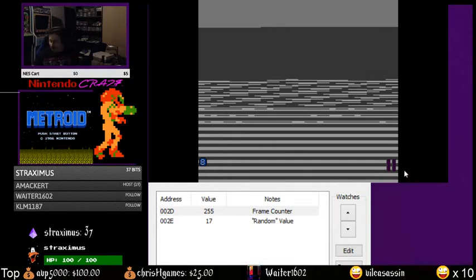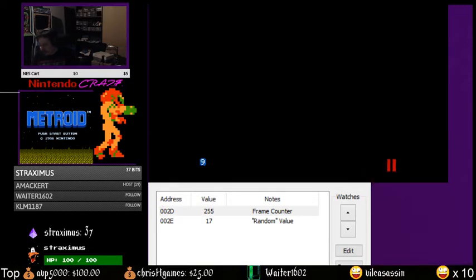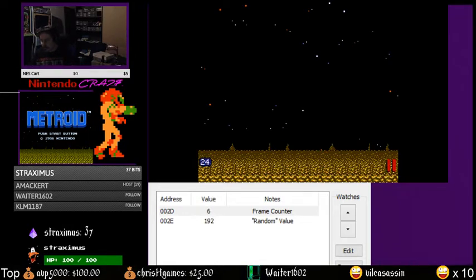And so going forward here, I'm going to advance and see what happens. The frame counter is actually the 002D, but if you watch, we're going to notice that it's going to advance from 255 and then it goes over to 0, and then it's going to continue to move forward.